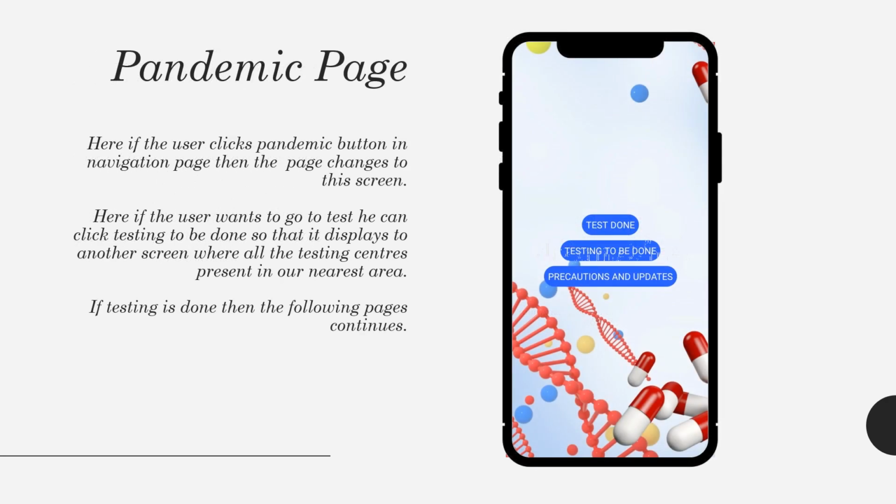Now, if the user clicks on the pandemic button in the navigation page, then the page changes to this screen. Here, if the user wants to go for a test, he can click testing to be done so that it displays another screen where all the testing centers in our nearest area are present. If testing is done, the following pages continue.